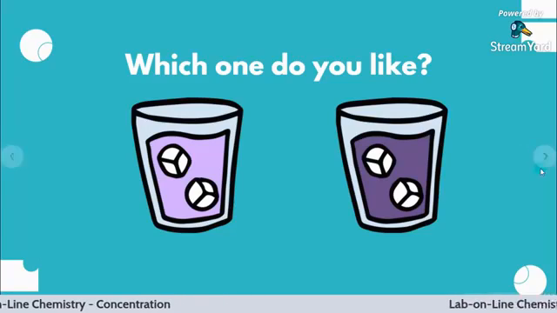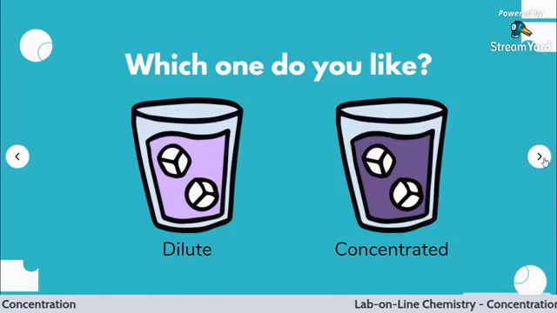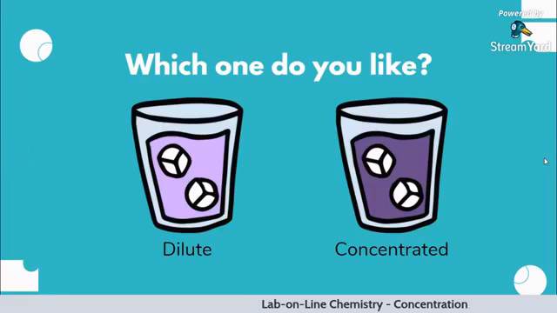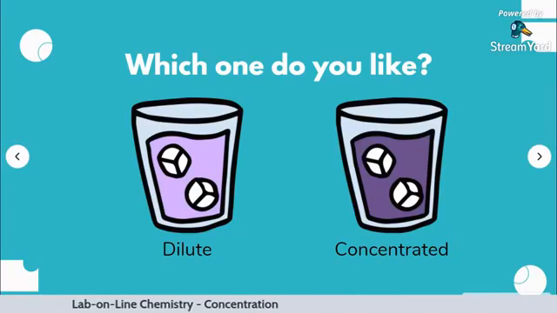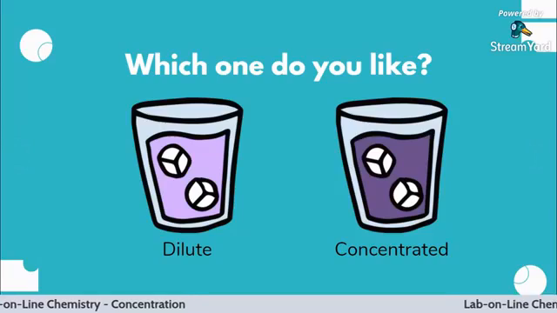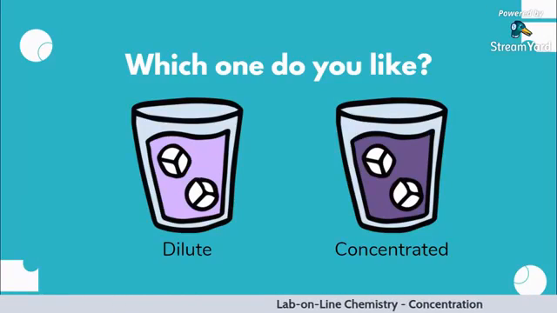Let's go. So the one on the left with the light purple will be the dilute one, and the one on the right with the darker purple will be the concentrated Ribena solution. I love the one on the right because it's sweeter and nicer, but the dilute one, maybe I will try out next time.